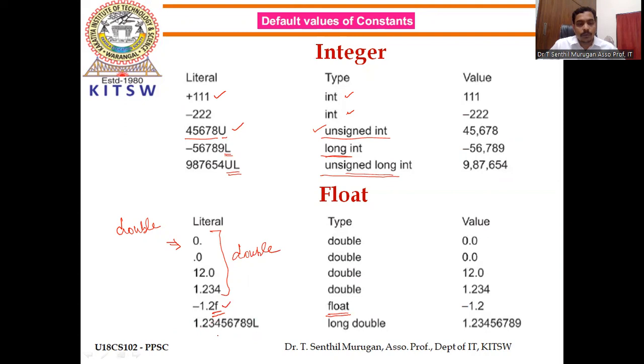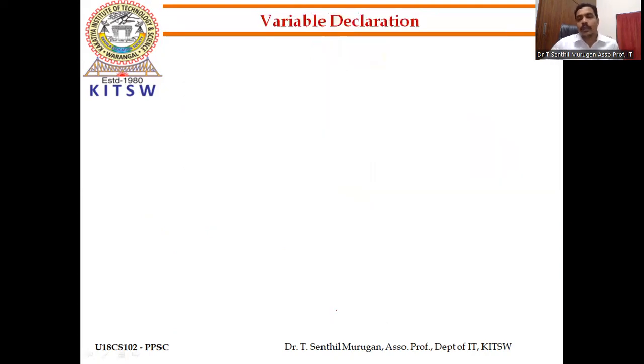If it is a long float, we know that 1.23 is a normal number and is represented as a double value. If it is a long double, you can use a capital L at the end of the floating number. That will be represented as a long double. Okay. So now how can we declare the variables?